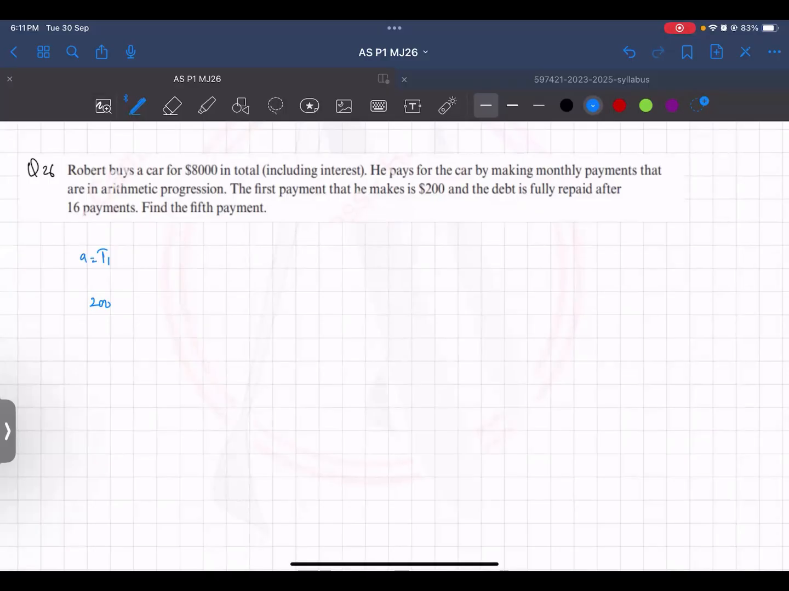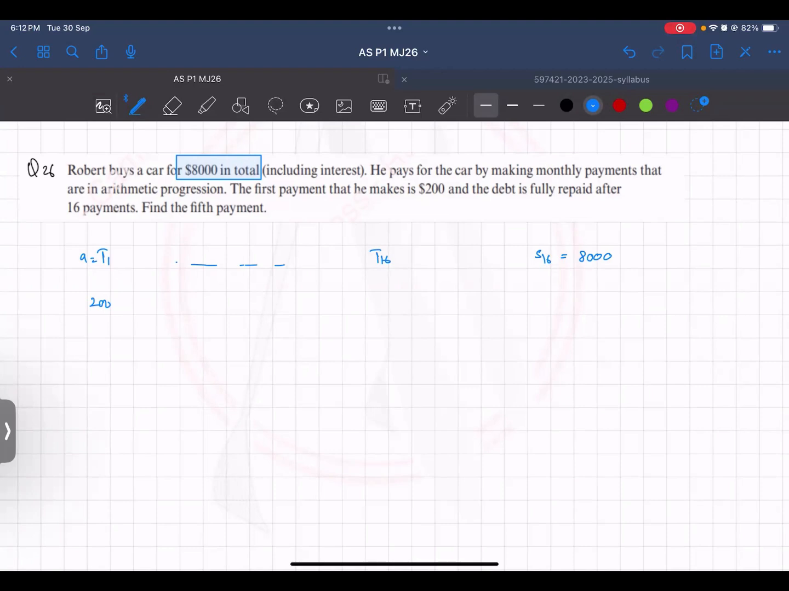So there were how many payments? 16. Find the fifth payment. We know how much he has to pay in total, 8,000. So this means the sum of all of the 16 payments would be equal to 8,000 definitely, because this 8,000 is being divided into 16 payments, right? So each payment, if you add all of them up, they would sum to a total of $8,000. So now we know the sum of the 16 terms.